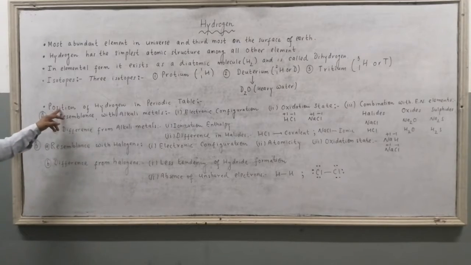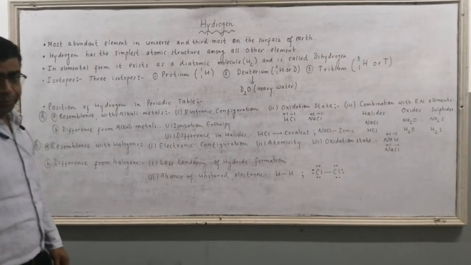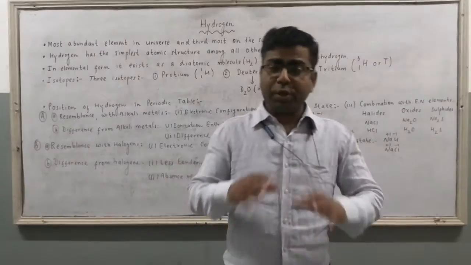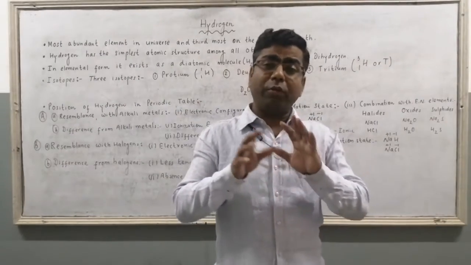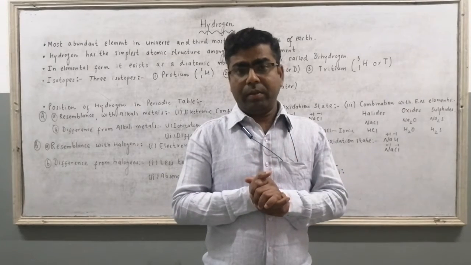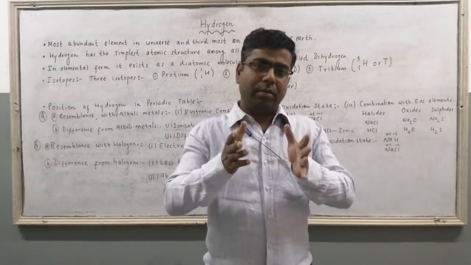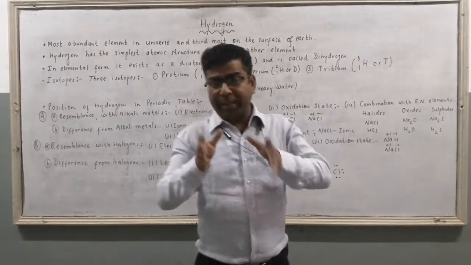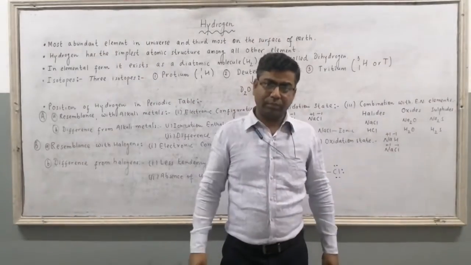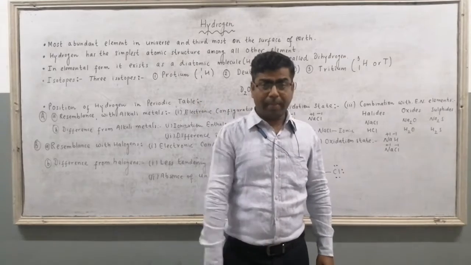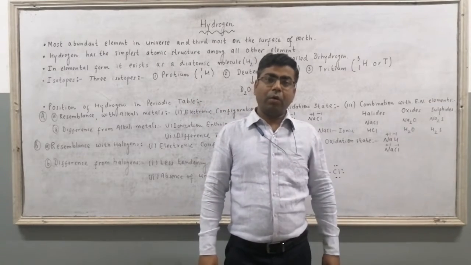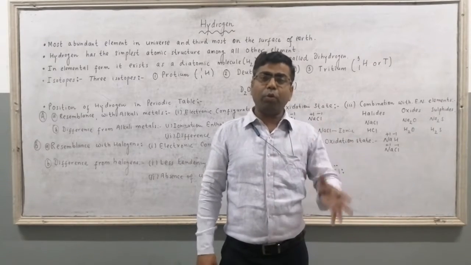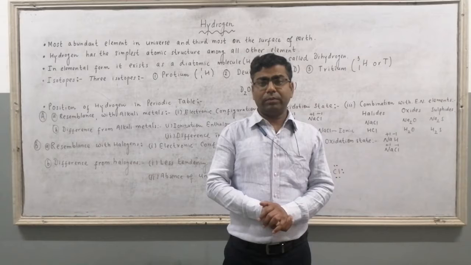Then, about the position of hydrogen in the periodic table. Remember, the position of hydrogen is always a matter of debate. Where can it be placed? It can be placed with group 1, that is sodium, potassium, rubidium, or it can be placed with group 17, that is the halogen family: fluorine, chlorine, bromine and iodine.